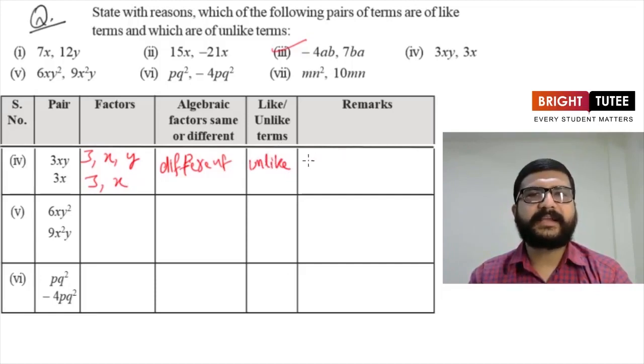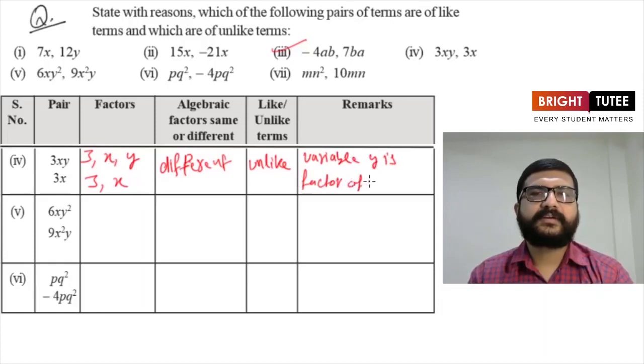So for remarks we can write: variable y is factor of only one term. The variable y is factor of only one term, that is the first term. It is not a factor of the second term.